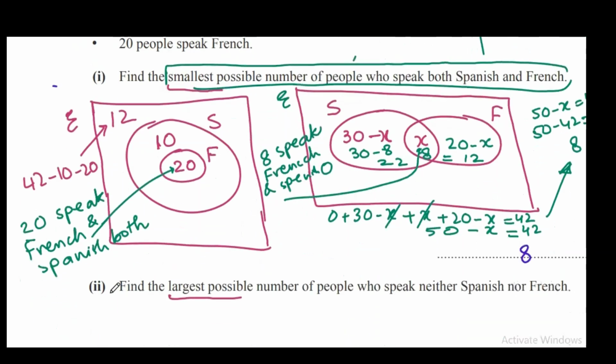Now move on. Part 2, find the largest number of people who speak neither Spanish nor French. So 12. The value beyond the circle is 12, which means 12 speak neither Spanish nor French.